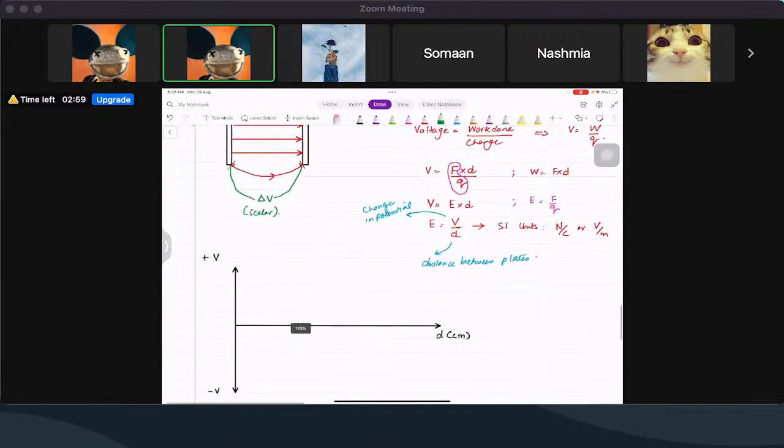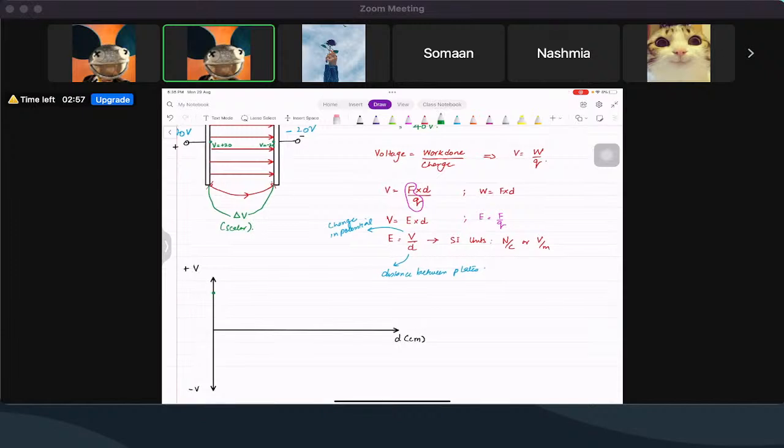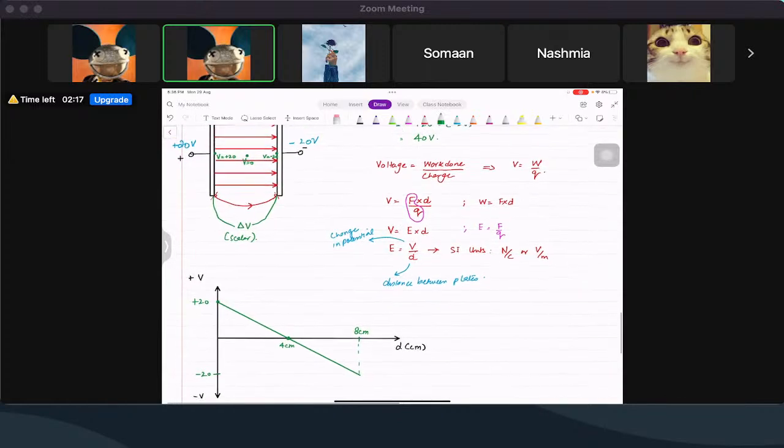So you start from here, so it's plus 20, and then you have to reach minus 20, but it comes after 8 centimeters, which means that if you draw a straight line just like this, right till the middle, which is basically the 4 centimeter mark, the potential will be 0, and after 8 centimeters the potential will be minus 20. Do you guys see this? Any questions?